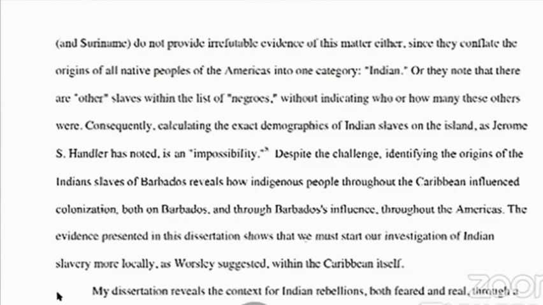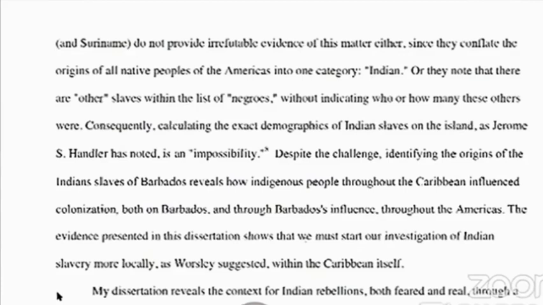Or they note that there are other slaves within it, the list of Negroes. All right, so as you can see, none of these deeds or records says Africans. I hope you've noticed that. It's Indian, Negroes, and other slaves. They never say Africans, really, in those times, without indicating who or how many of these others were. So they're basically letting you know you can't really know what tribes were there, what American natives were being enslaved from where, what specific places of the Americas, because they were just listing them as Indians or Negroes or other slaves.